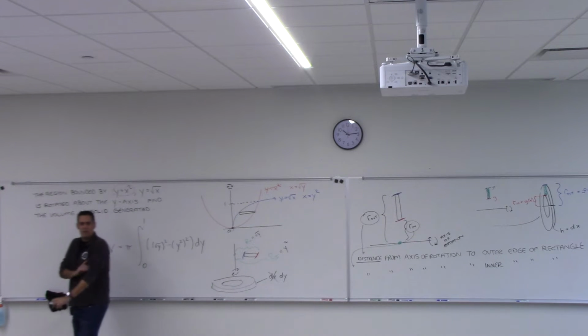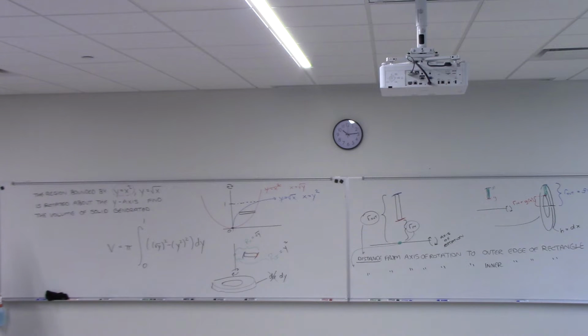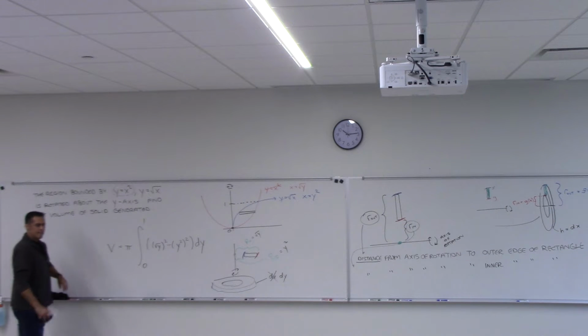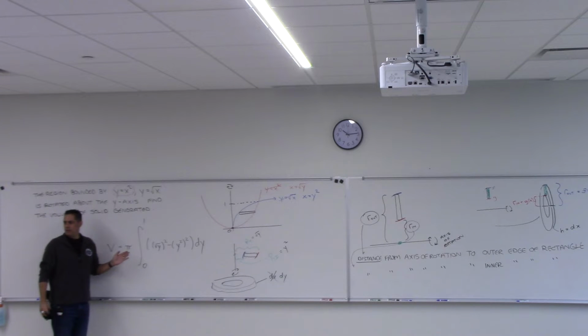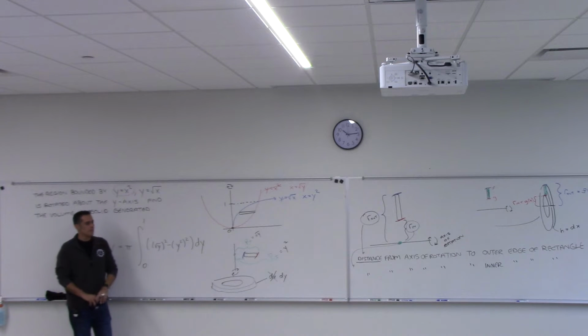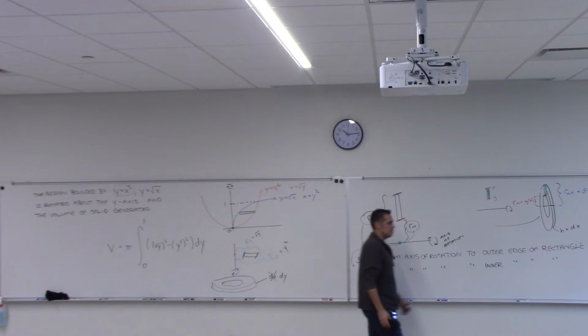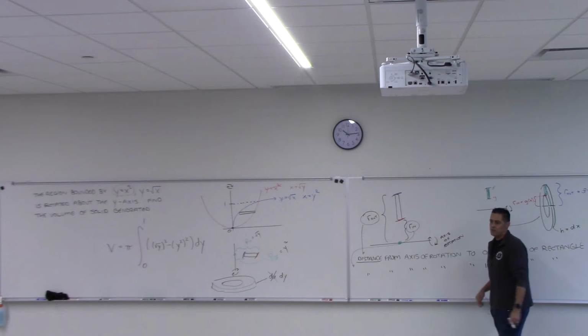What did we get on the last one? 3/10 pi, or was it 10/3 pi? What was it? Is that gonna be 3/10 pi? It's the exact same integral, isn't it? Except we're using y's instead of x's. So we should get the exact same answer, shouldn't we? Like I said though, generally speaking, it's not that way. Sometimes it's the same, sometimes it's not.